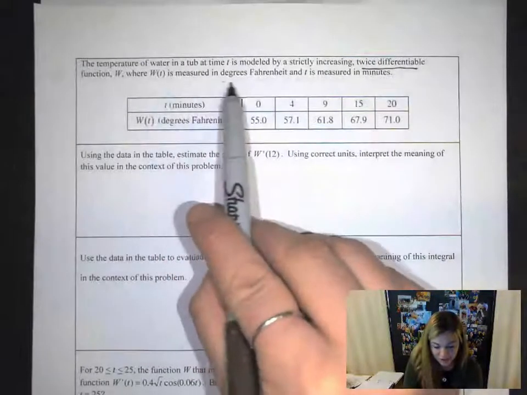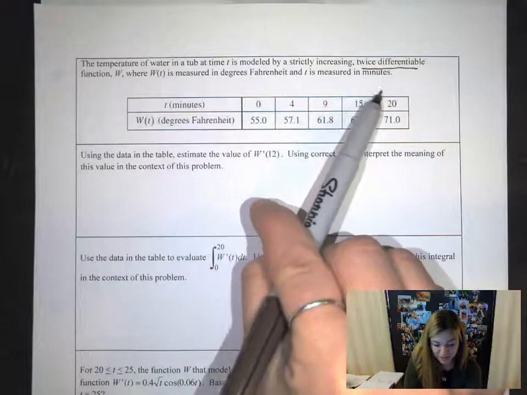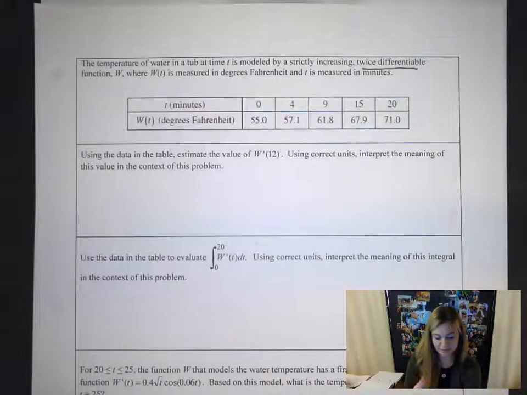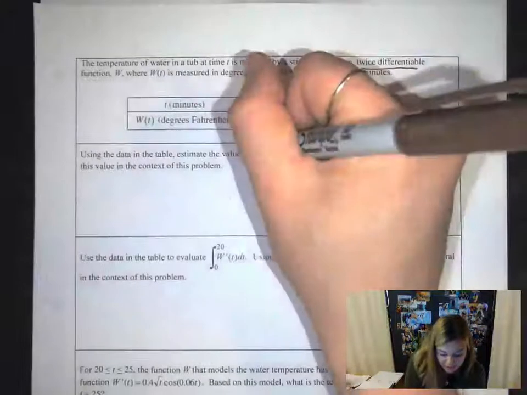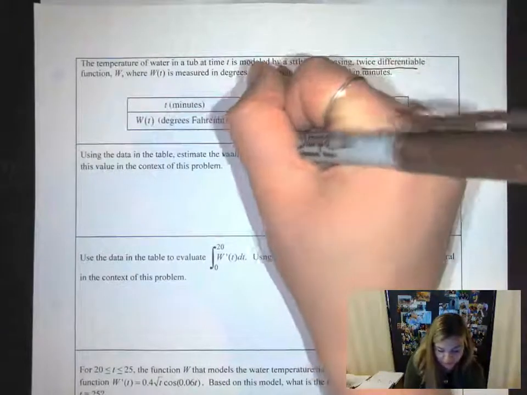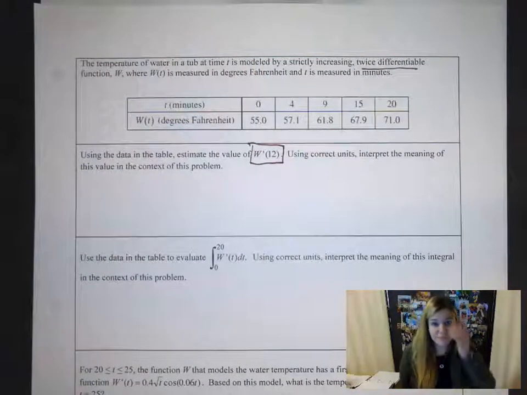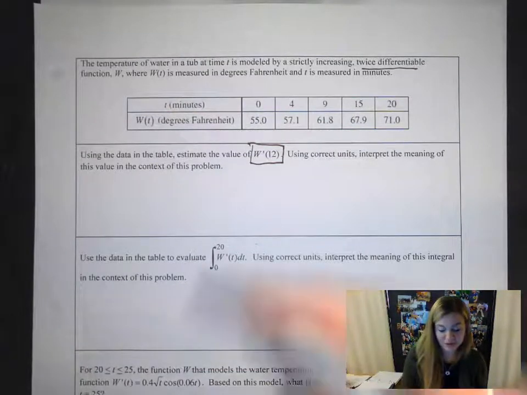W of t is measured in degrees Fahrenheit. T is measured in minutes. So we're given W of t degrees Fahrenheit. Okay, I'm all set up. Got this. Using the data in the table, estimate W prime of 12. So you have so many tools to use now. How do we estimate the slope of a tangent? We find the slope of the secant.